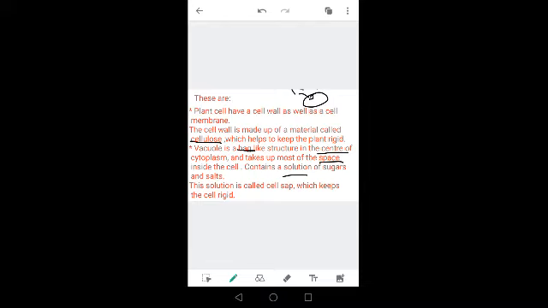And what is the solution called? It is called cell sap, which also helps keep the cell rigid. Now these two things keep the cell rigid: the cell wall, the cellulose cell wall, and the cell sap. It keeps the cell rigid. Moving towards another slide.